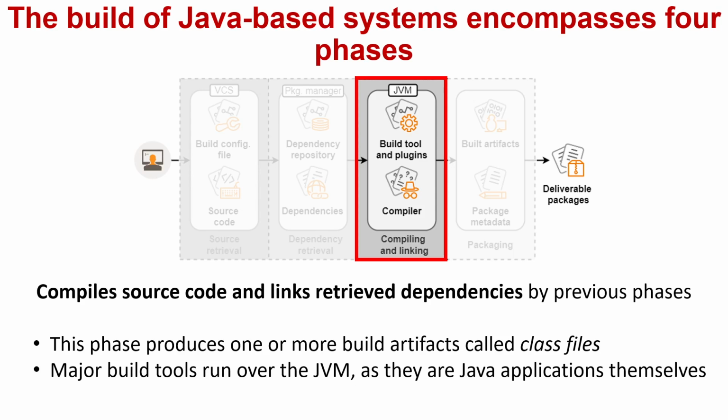The third phase includes compilation and linking of the cached dependencies. During compilation, one or more build artifacts called class files are generated. It is important to note that the compiler and the build tools run over the Java virtual machine, i.e. the JVM. As a result, all sources of non-determinism that affect the Java application also affect these tools. This is an important note that will be further expanded when we explain our approach to produce verifiable builds of Java-based systems.